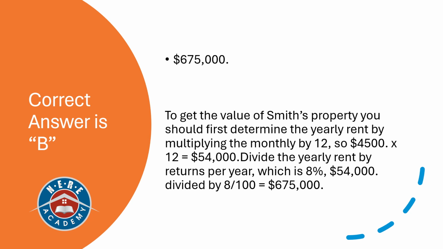How do we end up with the $675,000? We're going to divide the yearly rent by the returns per year, which is 8%. So $54,000 divided by 8 over 100 equals $675,000. This is where things start to get a little tough.